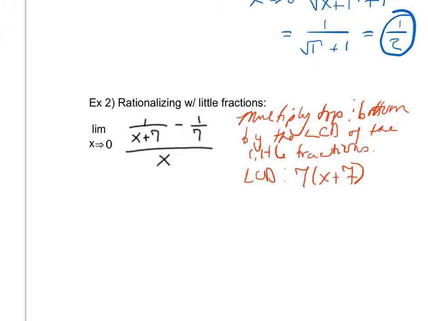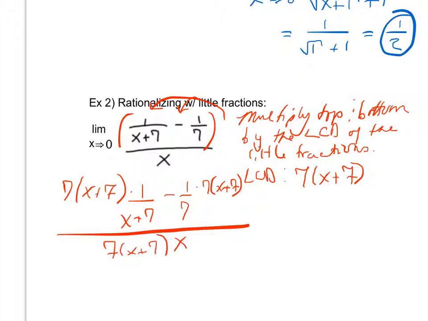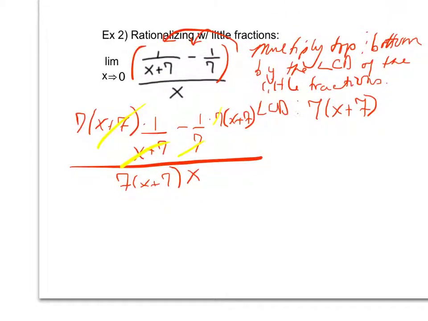So now I'm going to multiply the entire top by my least common denominator. What I do when I multiply the entire top by that, it distributes in to both of them. So I'm going to have 7x plus 7 times 1 over x plus 7 minus 1 over 7 times 7 times x plus 7. And then I'm going to multiply the bottom by it. So I'll have 7 times x plus 7 times x. Well, before I do anything else, I'm going to notice that this is really helpful because it gets rid of my little fractions. If you do it right, they should cancel. Again, I'm going to leave my bottom in that factored form.